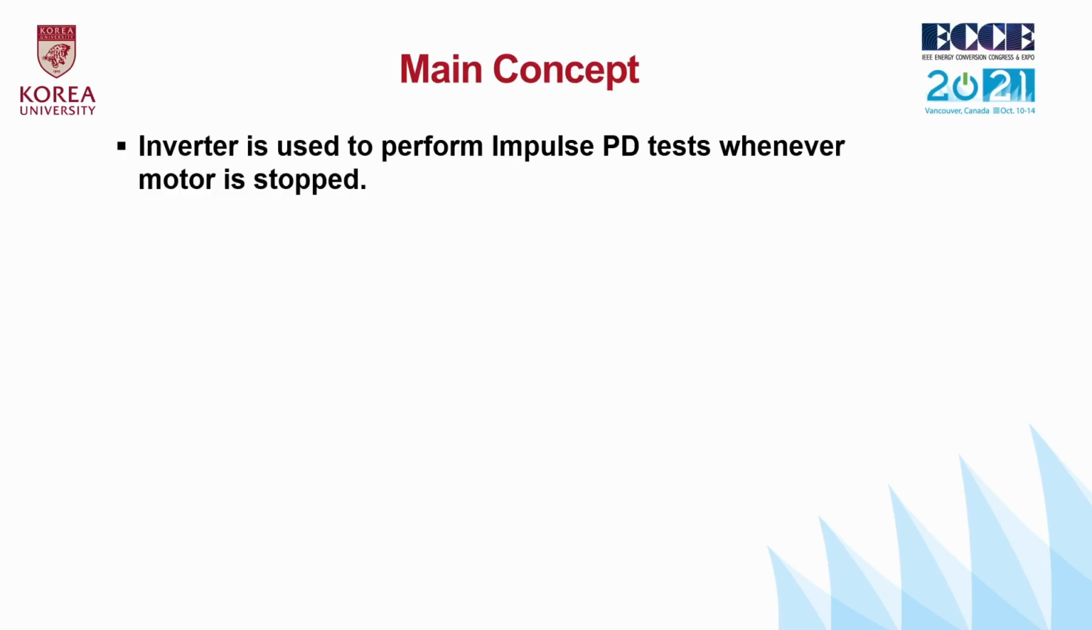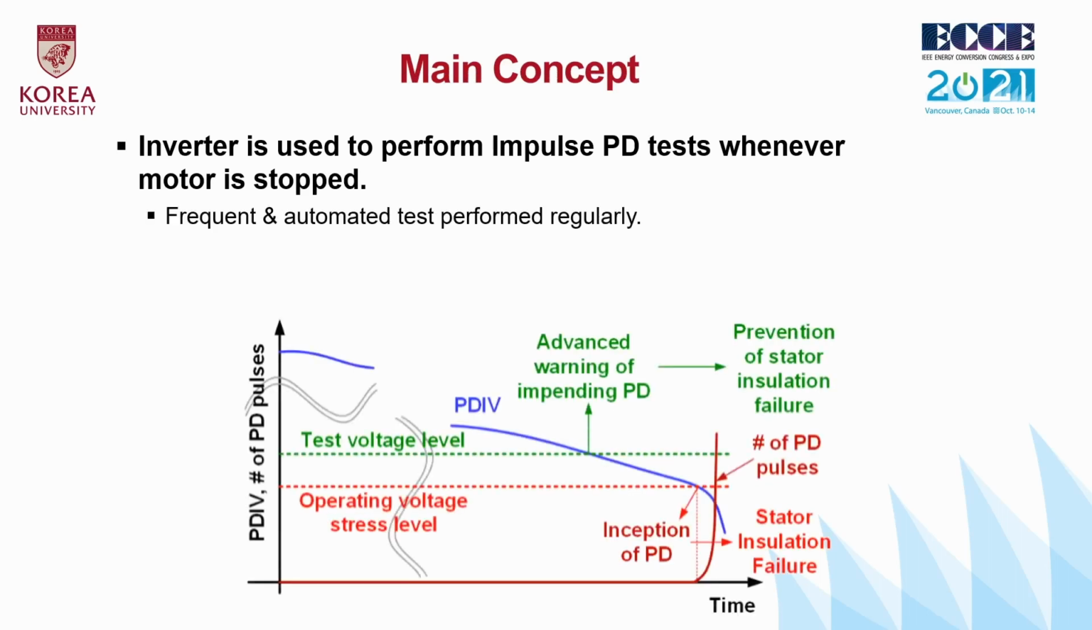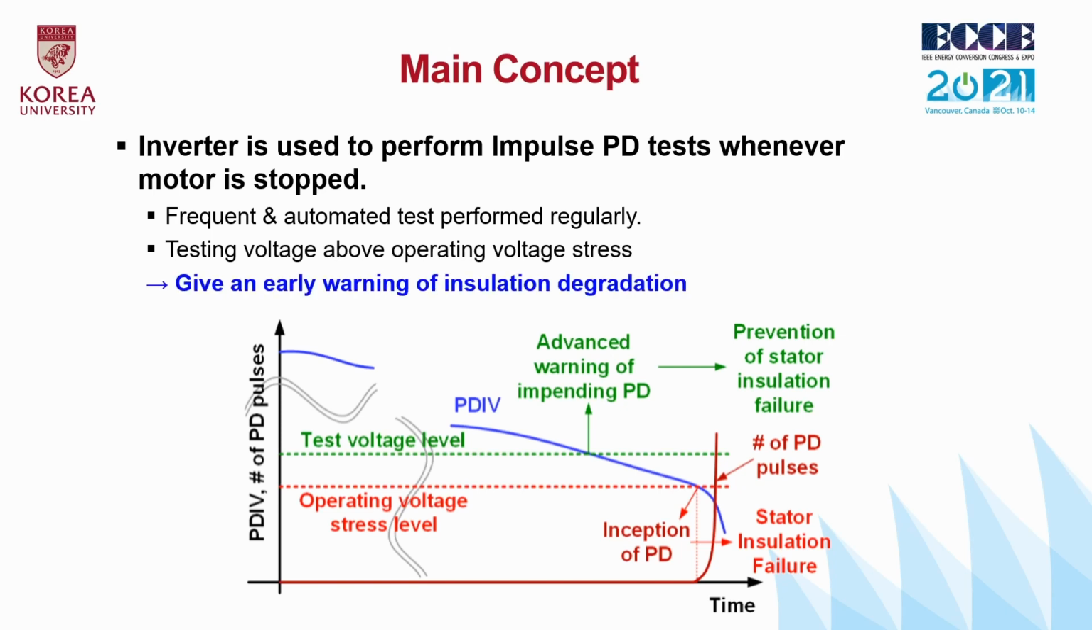The concept of the proposed strategy is to use the inverter to perform impulse PD testing whenever the motor is stopped. If the offline PD test I explained earlier can be performed regularly, it is possible to warn the user of PD activity. Plus, with PD testing at a voltage higher than the operating voltage, it will give information on decreasing PDIV. Therefore, it is possible to give an early warning of insulation degradation.